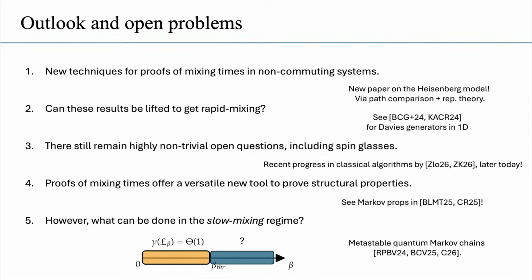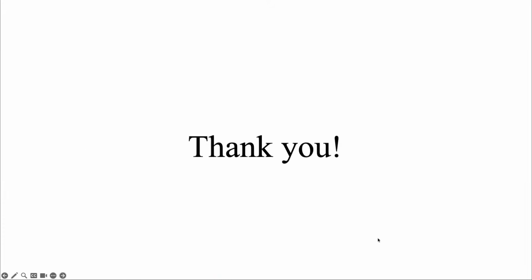But the question that I find most interesting overall in this agenda is not at all what's perhaps left in the fast mixing, but instead what can be done in the slow mixing regime, essentially to ask the question of what can we prove in the absence of a spectral gap. And this is what we've been taking initial steps to try to characterize in this paper on metastable quantum Markov chains, also with Anthony and Umesh. So with that, thank you very much for your time.